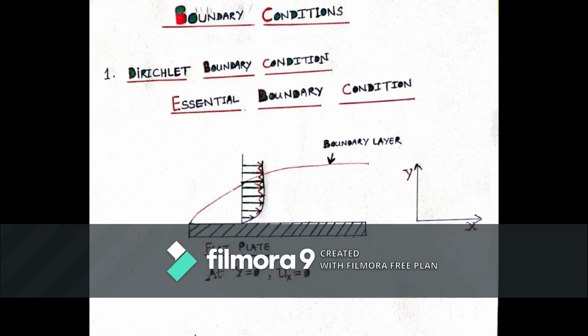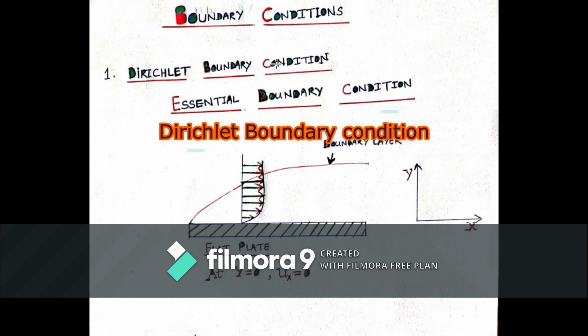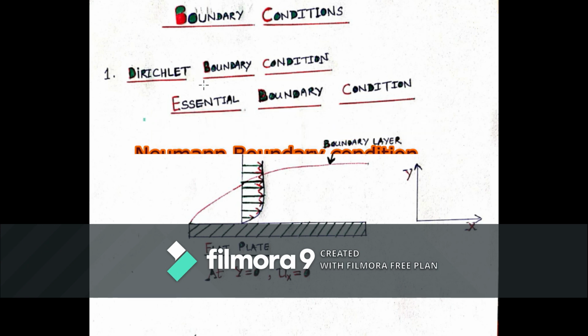Hi, so welcome to this section of the video on boundary conditions in CFD. Mainly there are two boundary conditions used in CFD most prominently. One is the Dirichlet boundary condition, second is the Neumann boundary condition. So first take the essential boundary condition, which is also the Dirichlet boundary condition.